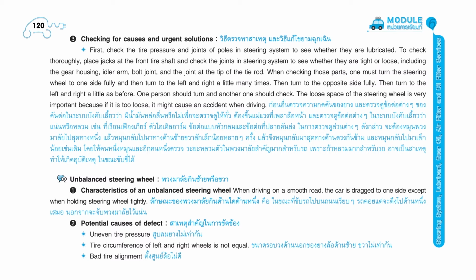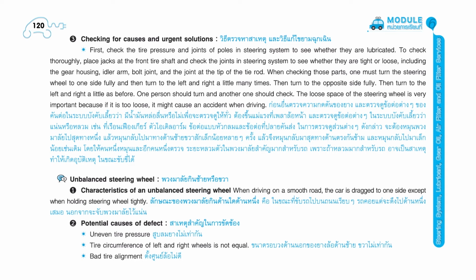Unbalanced steering wheel. 1. Characteristics of an unbalanced steering wheel. When driving on a smooth road, the car is dragged to one side except when holding steering wheel tightly. 2. Possible causes of defect.